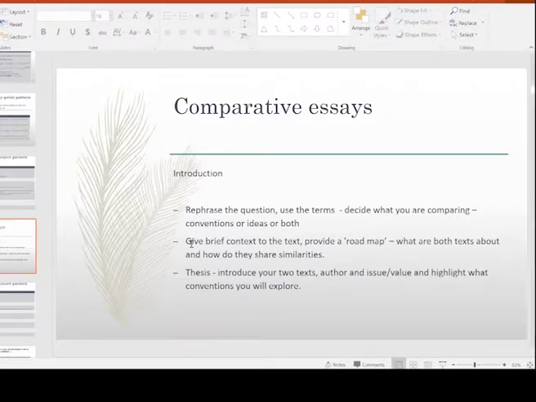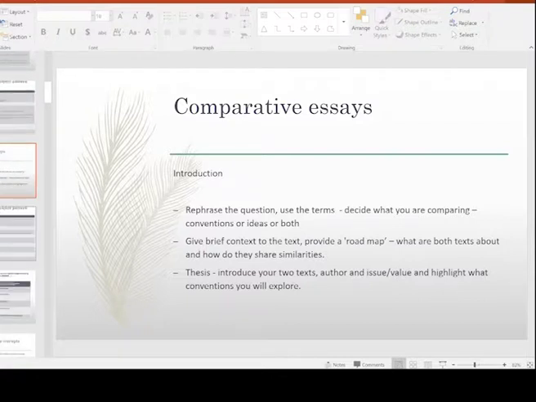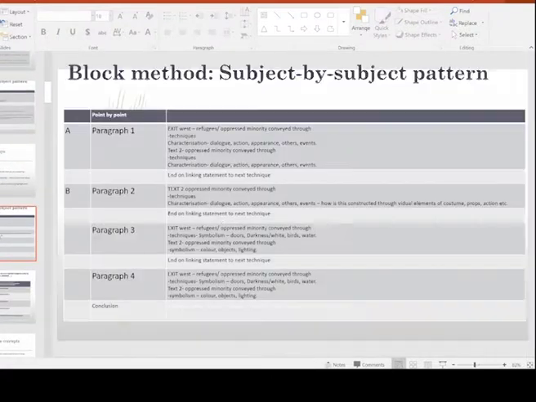So first of all, you introduce your 2 texts in your introduction, give a roadmap of what you're going to talk about, and you talk about how the texts share similarities and what you're comparing, what idea, and so on and so forth. If you do the text subject by subject one, in this one you would have paragraph 1, and then you would talk, say, all about Exit West, the refugees, the oppressed minority, characterization, for example, might be your technique, and then you would talk about text 2, the characterization.